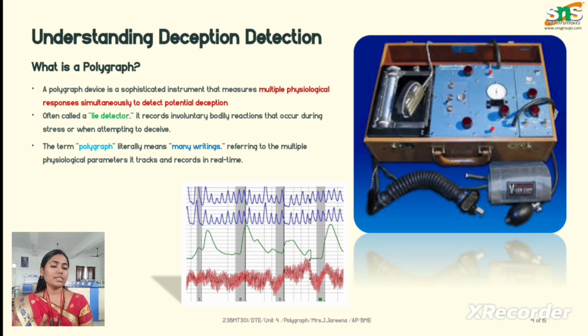The reason is that this device assists the investigator to identify whether the person is telling a lie or not, because it records involuntary body reactions, that is, reactions that cannot be controlled consciously. Based on those body reactions, we can easily judge whether the person is telling a lie or not. The word polygraph means many writings. Poly in the sense of many, and graph in the sense of writing. So it records multiple physiological parameters in real time. That is the reason it has been termed polygraph.